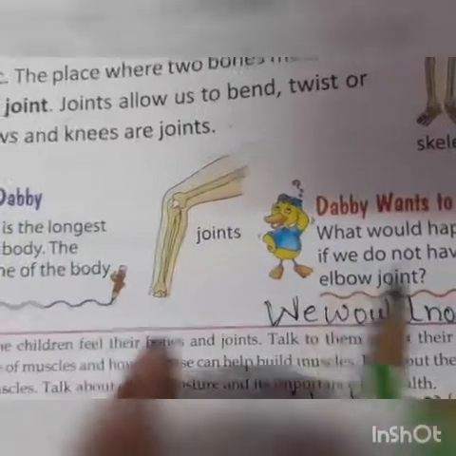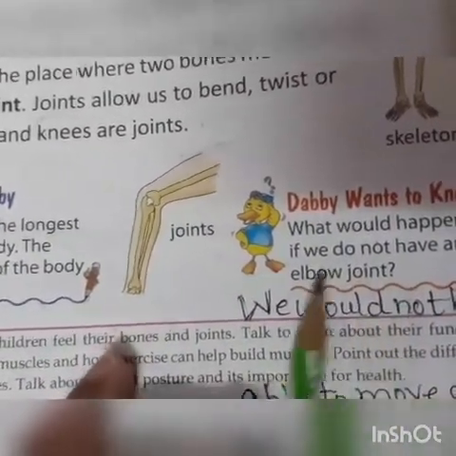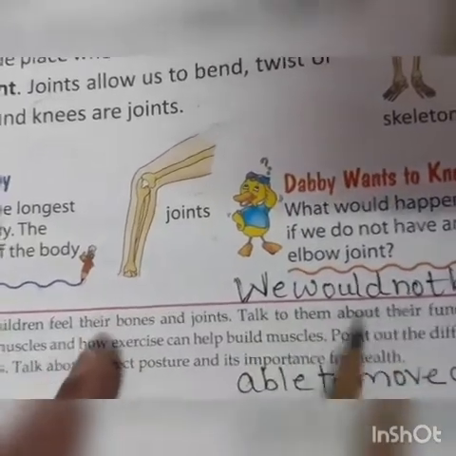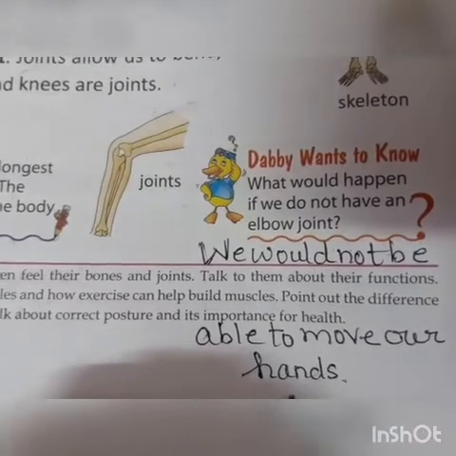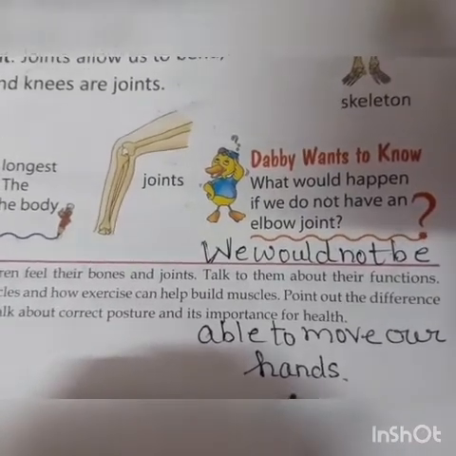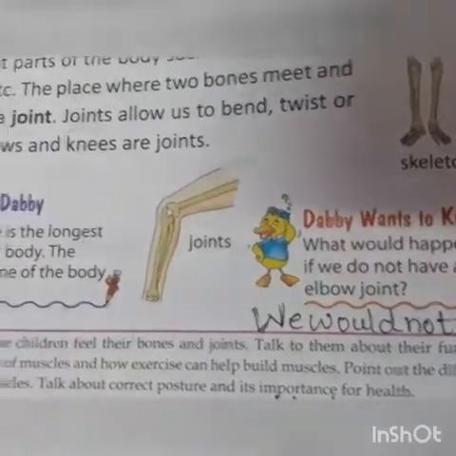Now, what would happen if we do not have an elbow joint? अगर हमारे पास elbow joint नहीं होगा तो हम क्या करेंगे? Then we would not be able to move our hands. Then the hand movement that we are doing right now would not be possible. So, dear children, how many bones are there in our body?